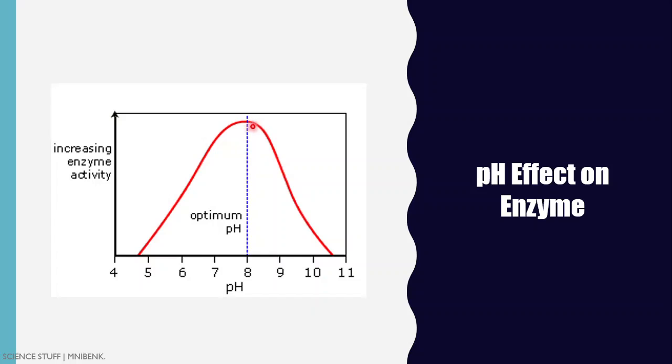Okay, the graph is here. If you look closely, it's quite similar to the one for temperature. So this is again the optimum pH for an enzyme. If it falls below the optimum pH, it will not work because it is insufficient for the enzyme. However, if it keeps rising, it will become denatured.